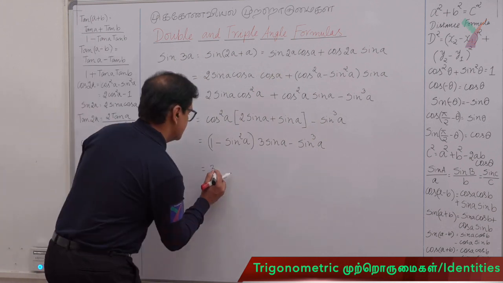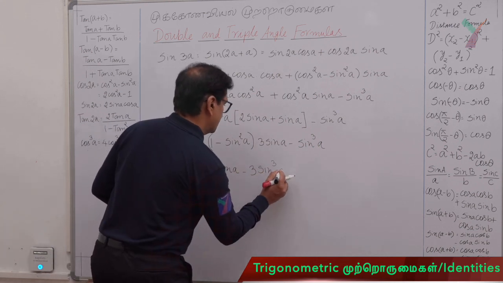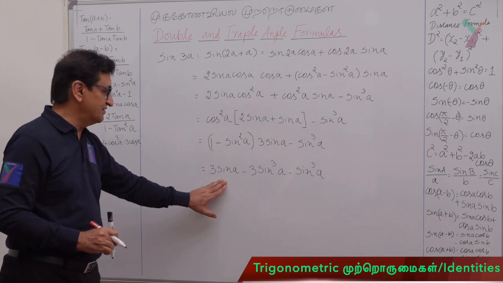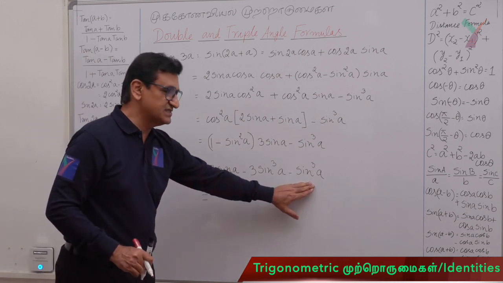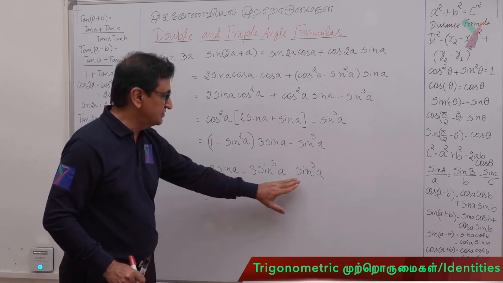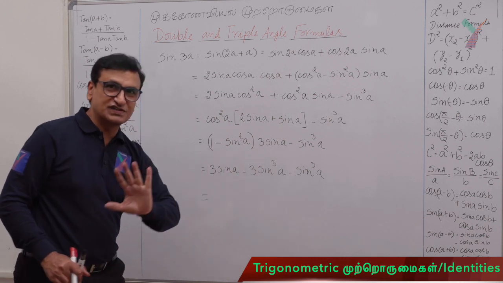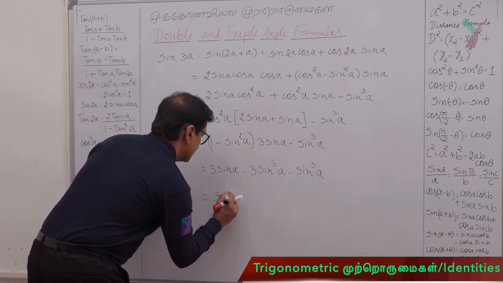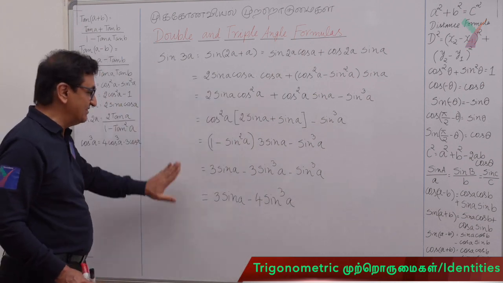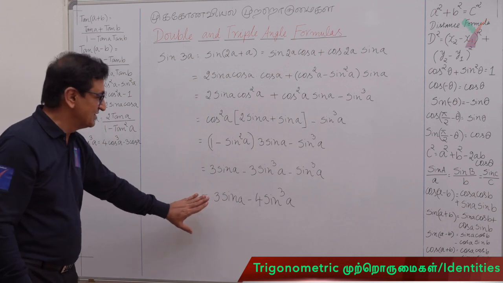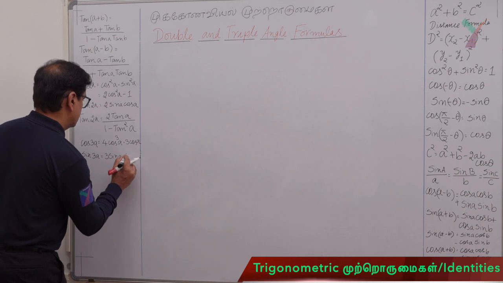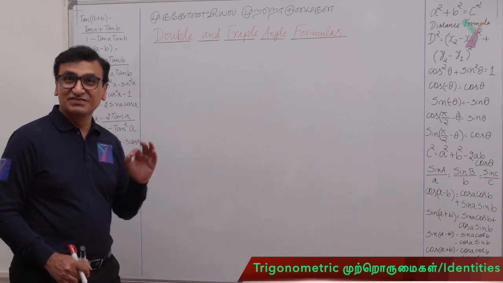Okay? So we have a very simple formula: 3 sin A minus 4 sin cube A, because you have a 3 sin cube A here, another sin cube A. So these two will add up, you will get minus 4 sin cube A. So this is our sin 3A formula purely in terms of sin A. Okay, next we will do tan 3A.